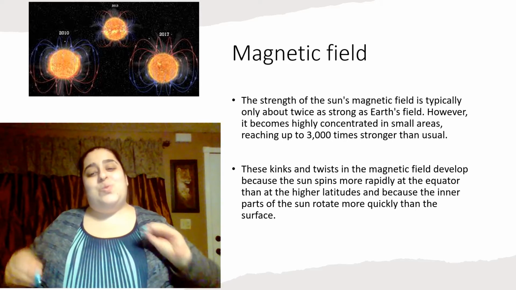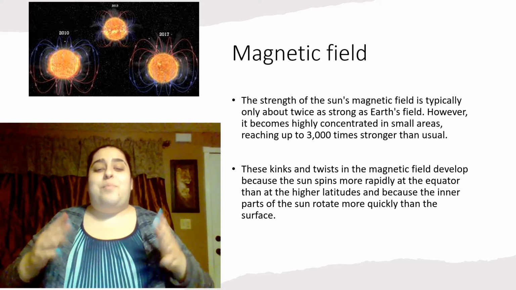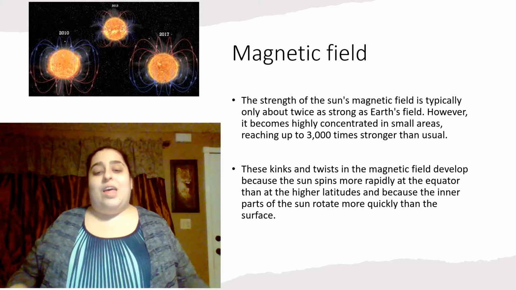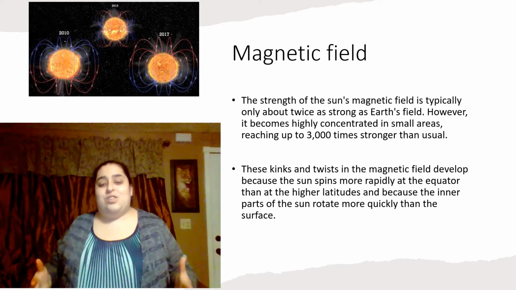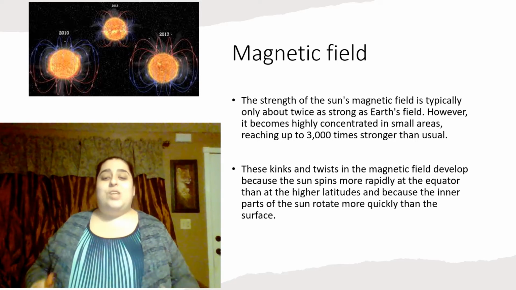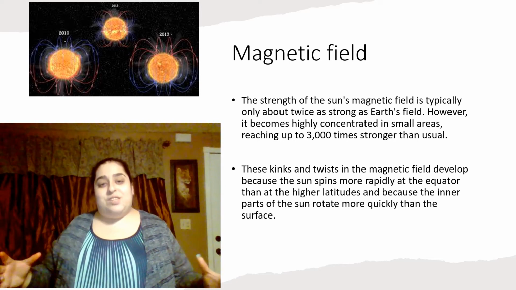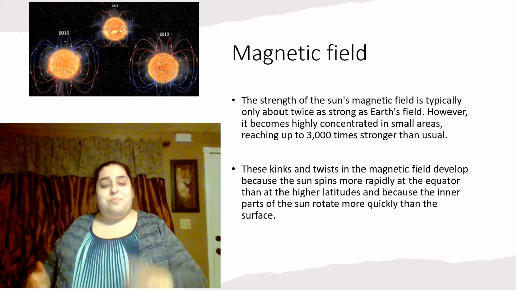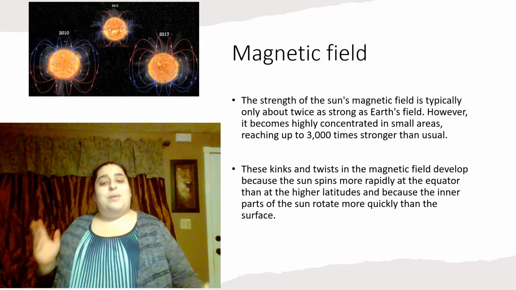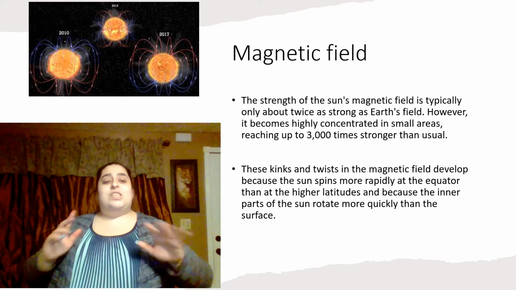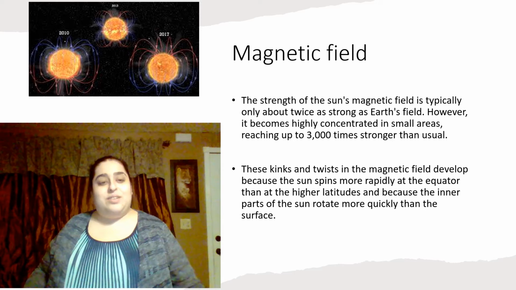These kinks and twists in the magnetic field develop because the sun spins faster at the equator than at the higher latitudes, because the inner parts of the sun rotate quicker than the surface. You guys can all see a picture right there. It explains a little bit about the magnetic field throughout those years. You guys can look at how it looks different.